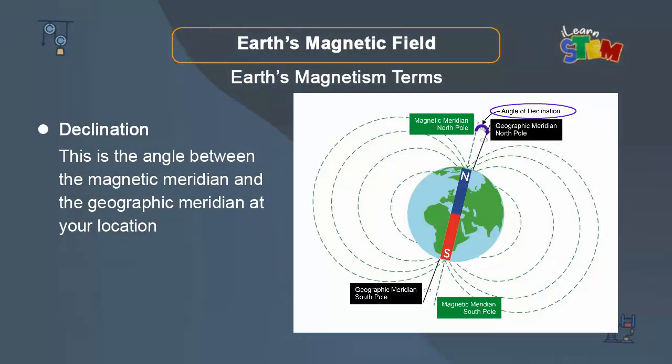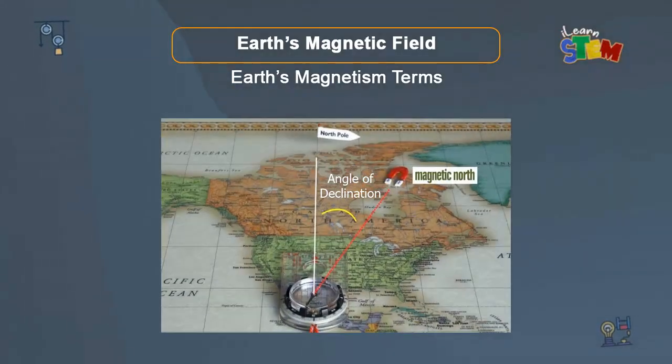Why is declination important? If you only follow your compass without correcting for declination, you could end up going in the wrong direction. That's why maps often show the declination for different areas. Navigators and explorers use this information to adjust their compass readings and stay on course.